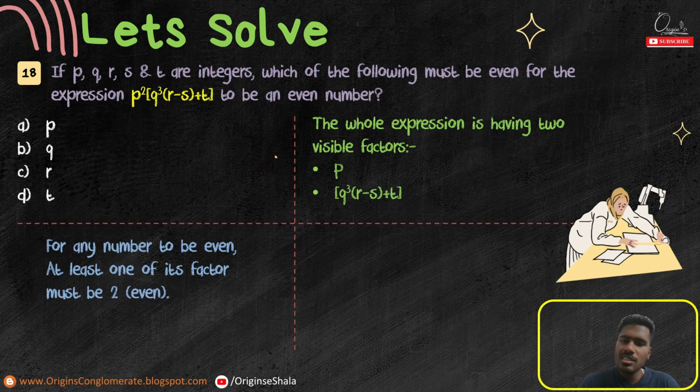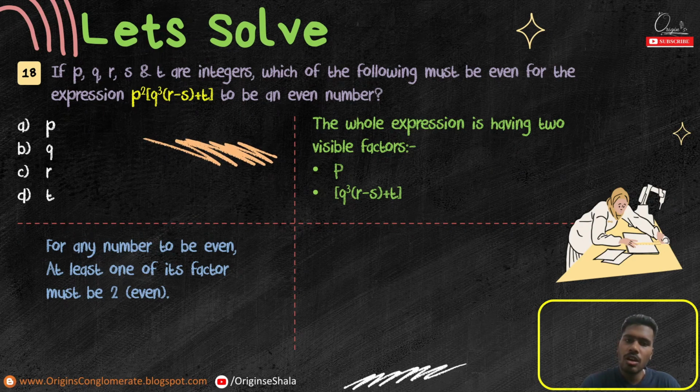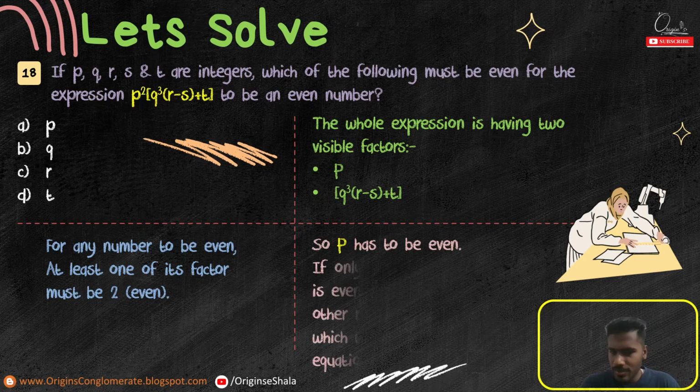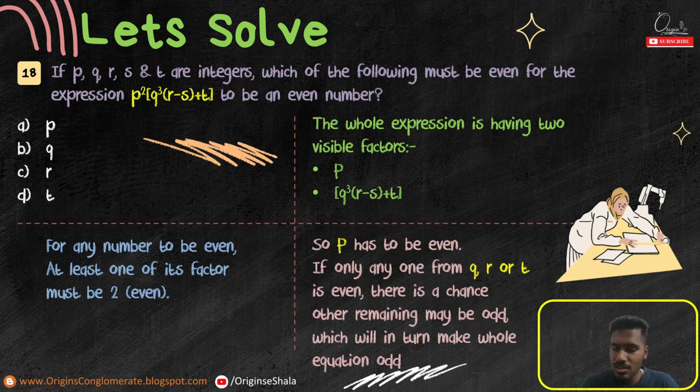Whenever p is even, it doesn't matter what the final operation is giving inside the bracket. Whatever it is, even into even or odd into even, the final answer will have to be even. So it is clear that p has to be even, because once I multiply an even number to any number, the final answer will always be even, as we saw in the last few questions in this session, if you have noticed. So that's why p is our final answer.